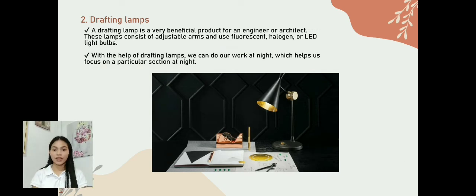Lastly, we have a drafting lamp. So a drafting lamp is a beneficial product for an engineer or architect. These lamps consist of adjustable arms and use fluorescent, halogen, or LED light bulbs. With the help of drafting lamps, we can do our work at night, which helps us focus on a particular section at night.